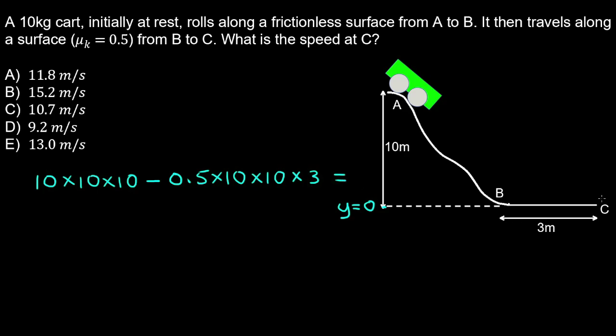And that's equal to the kinetic energy at C, which is 1/2 by the mass of the cart by the speed at C squared. And now if we solve this equation for the speed, we get Vc is 13 meters per second. So the correct answer is E.